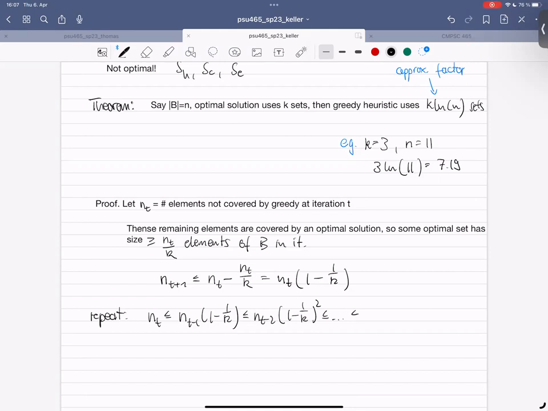And we keep on doing this until we reach n_0, which we then have to multiply with (1 minus 1 over k) to the power of t. And n_0 is the number of elements that we started with. This is simply n. So we have n times (1 minus 1 over k) to the power of t.